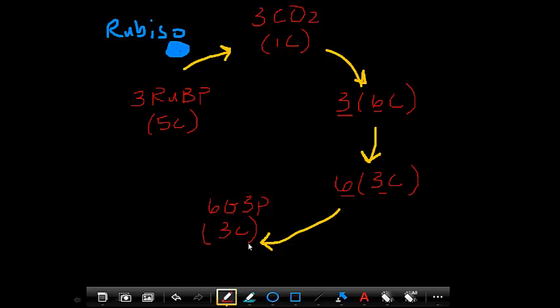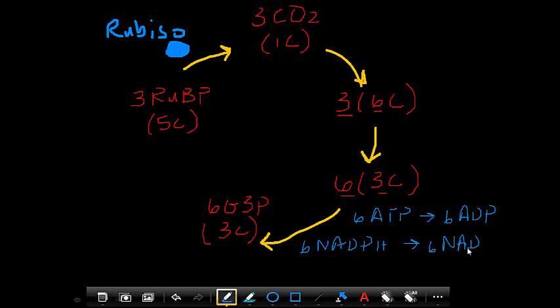And how did we get to those 6 G3Ps? Had to take 6 ATPs and change them into ADPs. And we had to take 6 NADPHs and change those into 6 NADPs. Okay? Remember, we use the phosphate from the ATP, we use the hydrogen from the NADPH that helped us to make our G3P.